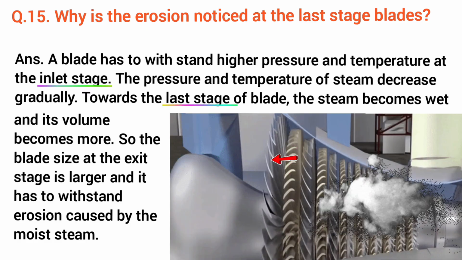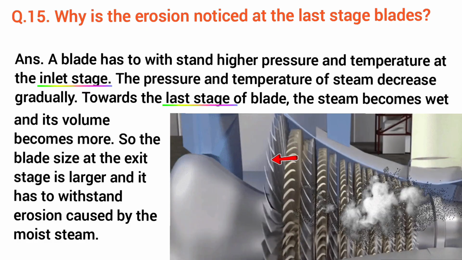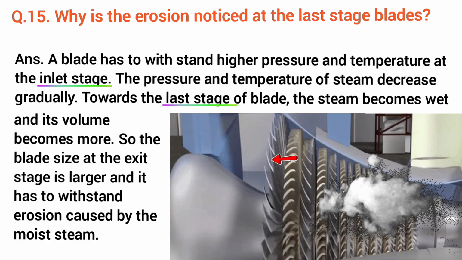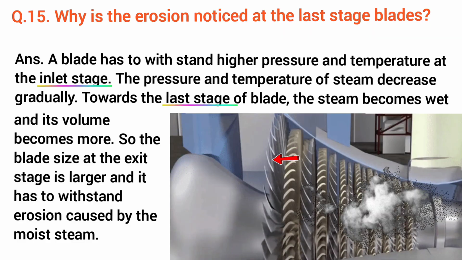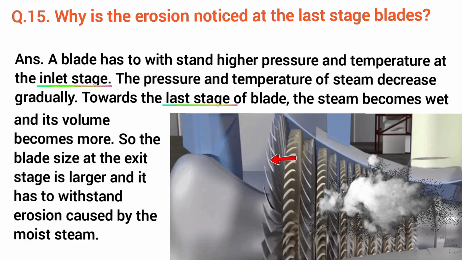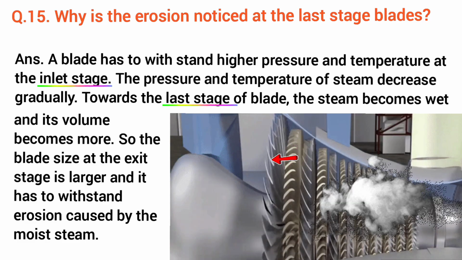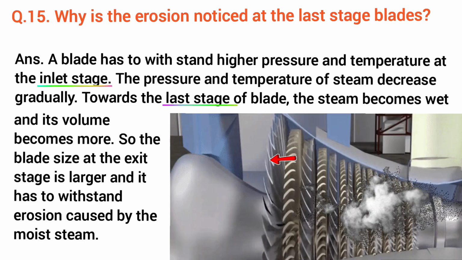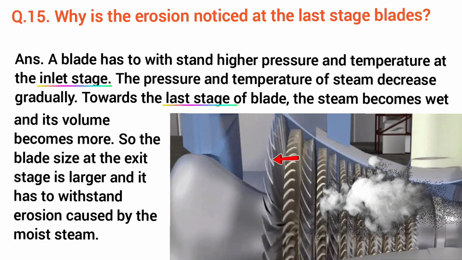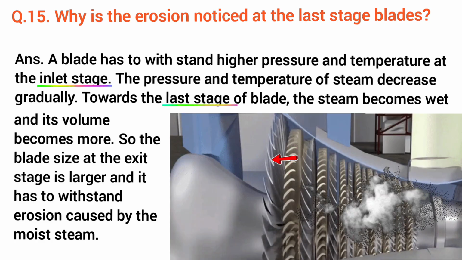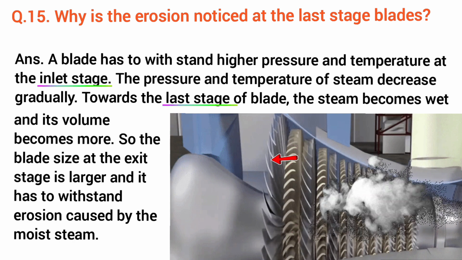Towards the last stage, the steam becomes wet and its volume becomes more, so the blade size at the exit stage is larger and it has to withstand erosion caused by the moist steam.